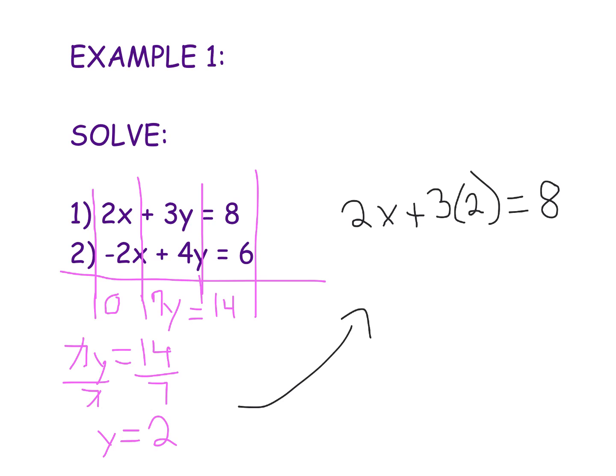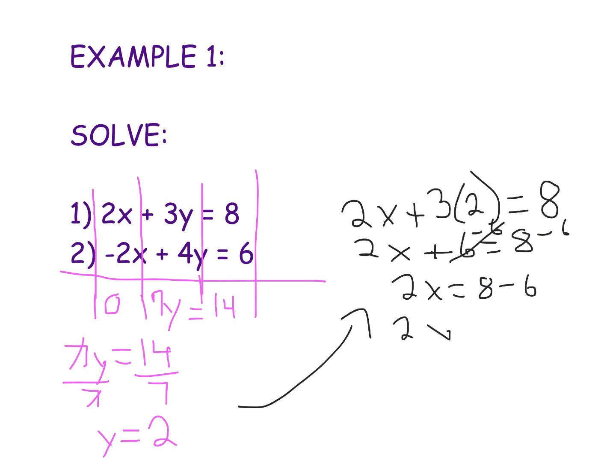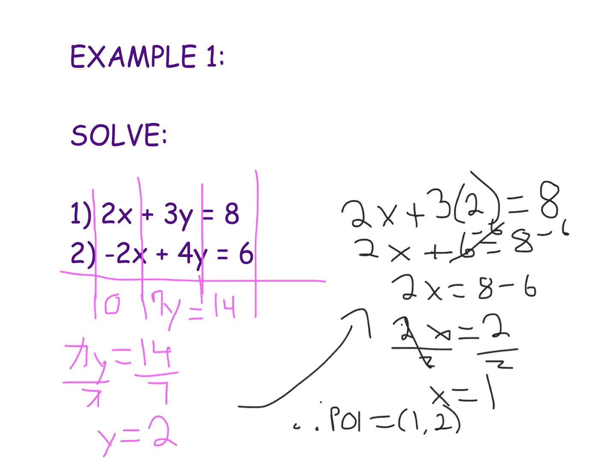And I'm going to solve this. So I have 2x plus 6 equals 8. Now I have 2x equals 8 minus 6, because I'm going to subtract 6 from both sides of the equation to eliminate the 6 on this side. So 2x is equal to 2. And if I divide them both by 2, then x equals 1. So therefore, our POI is (1, 2).